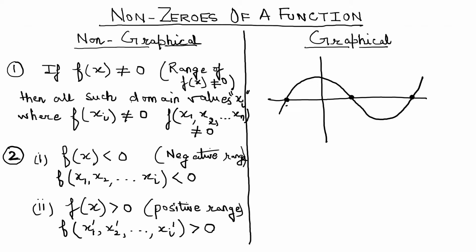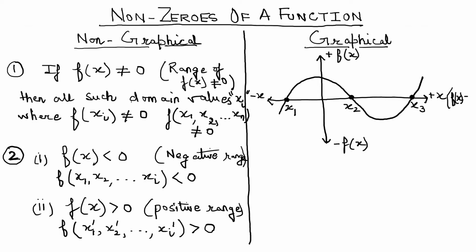So let me put them as x1, x2, x3. And for a better understanding, let's say this is the positive side of the x-axis, this is the negative side of the x-axis, the positive side of the y-axis, which we can call plus of f(x), and the negative side of the y-axis. And then we know that on the x-axis I can say f(x) is equal to 0.